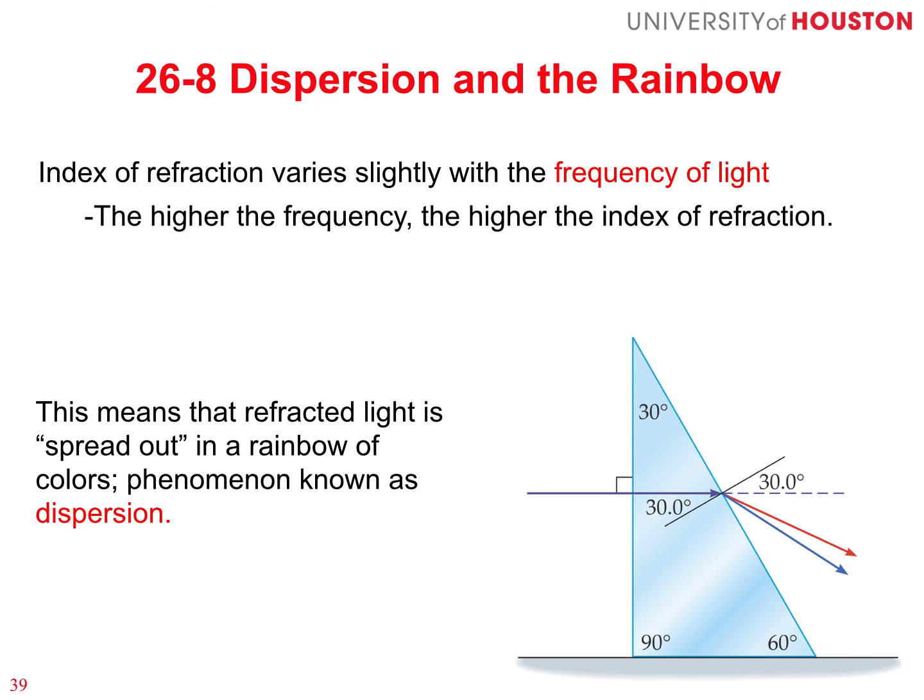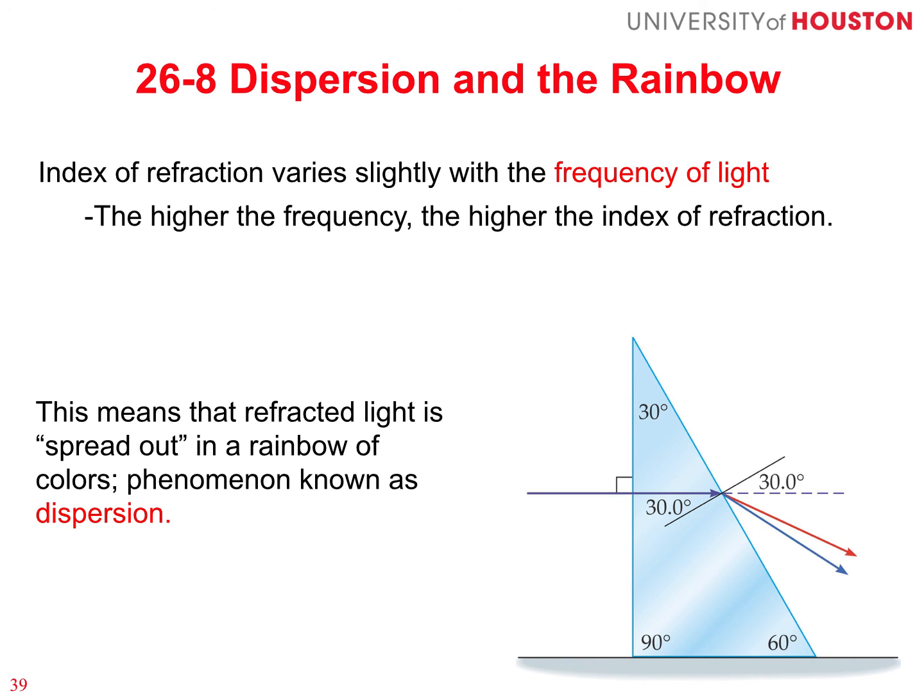The final thing that we will discuss is dispersion and how dispersion forms rainbows. It turns out that the index of refraction depends on the frequency of the light itself. The higher the frequency, the higher the index of refraction.